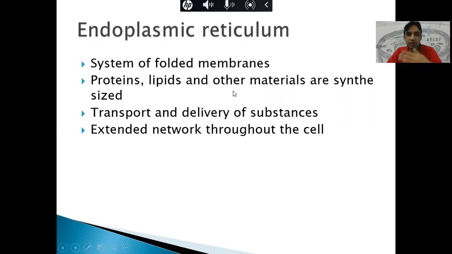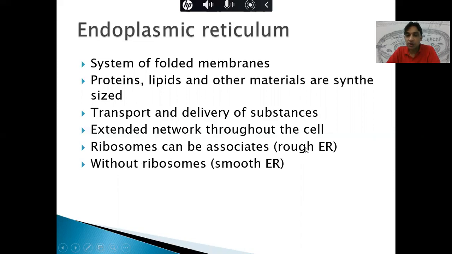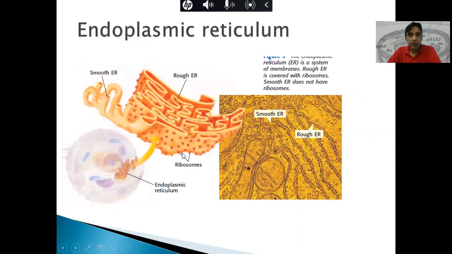They do carry out functions. They can transport material from one place to another. And they are like an extended network throughout the cells. And ribosomes may be associated; they are called rough endoplasmic reticulum. And if there are no ribosomes, they are called smooth endoplasmic reticulum. They are like channels, and they transport material from one part of the cell to another part of the cell. And they are channels made up of membranes. And whenever I say membrane, that means these are lipid bilayer membranes. And you can see these small bead-like structures present on these folded membranes. And these bead-like structures are the ribosomes.